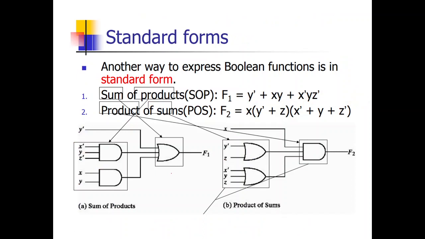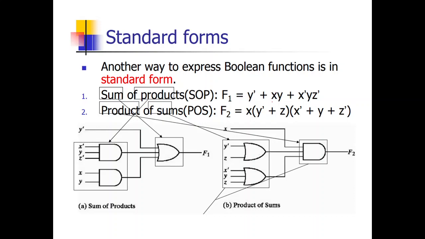And what is a standard form? All the variables will not be present there. Before seeing the example, we already discussed that standard form is classified into two types, that is the sum of products and the product of sums. So this standard form is another way to express the Boolean function, right? It is classified as sum of products, that is SOP form, and product of sums, that is POS form.